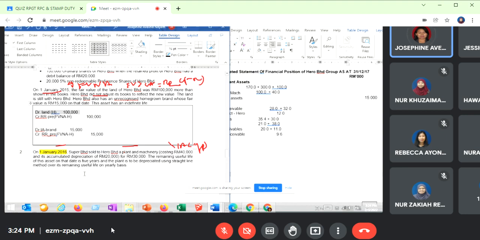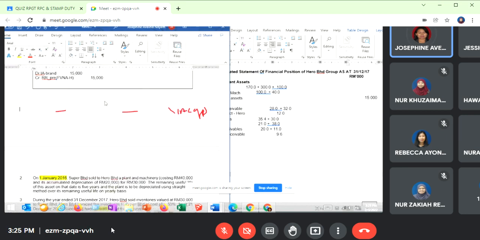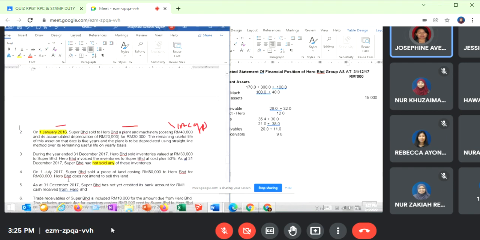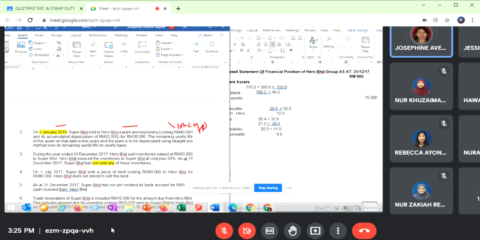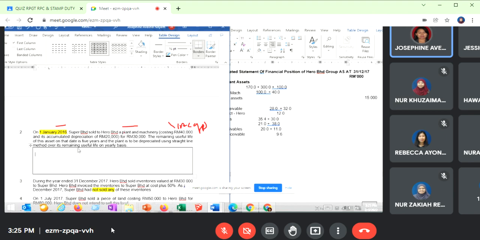Right. Then we go to number 2. Number 2 is on the sale of plant and machines. So again, you have looked at the adjustment for the sale of depreciable assets, so it's going to be the same. It's going to repeat. You're going to look at the same thing. And this happened not on the date of the acquisition, but in the current year.